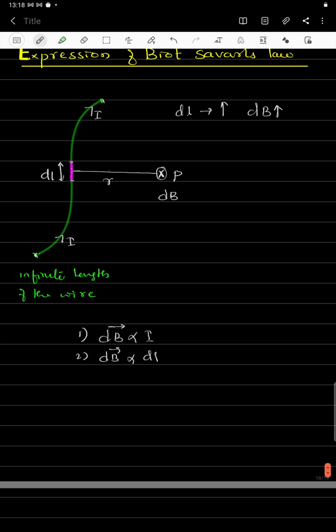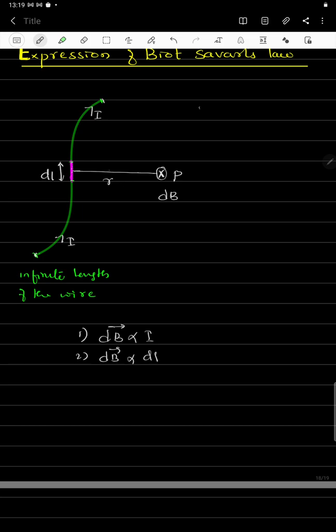Similarly, the third point: if we are increasing this distance r, if I am taking it at this point, then it should decrease the B. If r increases, then the magnetic field goes on decreasing. How much does it decrease? Just as the inverse square law is obeyed in electrostatics, likewise in magnetostatics the inverse square law is also obeyed.